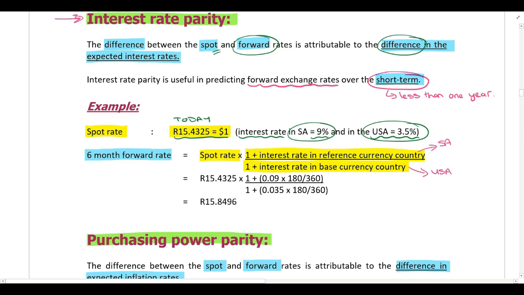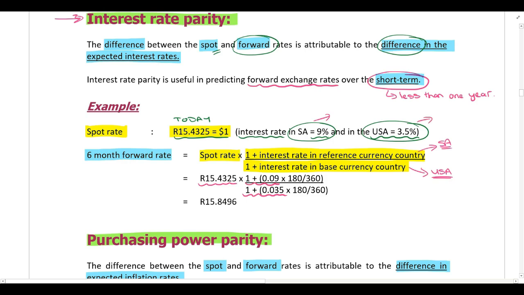So all we do according to this formula is we take that spot rate today, multiply by 1 plus the interest rate in South Africa. What is the interest rate in South Africa? 9%. What is the interest rate in the USA? 3.5%. Now, please be careful.